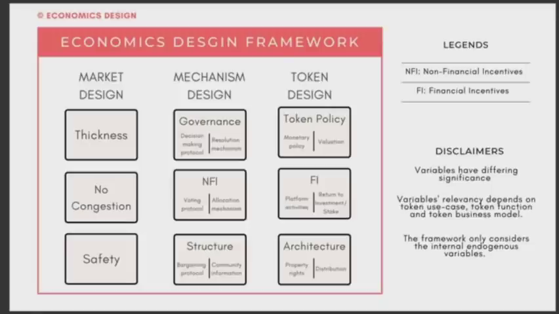To put it very briefly, market design is the design of the environment of your ecosystem. So how the tokens interact, how users interact with tokens, how tokens interact with each other, how users interact with each other. It defines the design of the environment in which your tokens and participants interact. That's market design. So we look at things like thickness. Thickness is more of network effects, no congestion, because if you have a lot of things going on, how do you resolve congestion issues? And safety. How do you make it safe for people to want to use your ecosystem or use your market? Otherwise, they will just transact off-chain or transact in other markets.